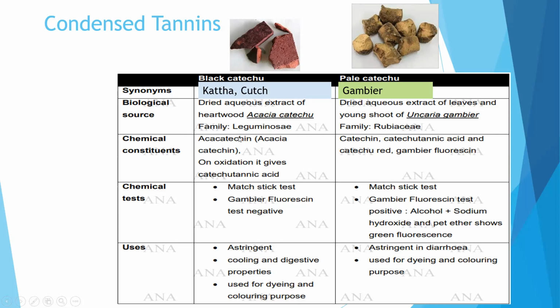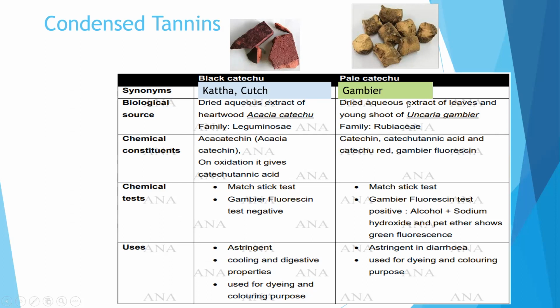Chemical constituent of black catechu: Acacia catechu, on oxidation, gives catechutannic acid. Chemical tests for black catechu are the matchstick test and the gambier fluorescence test, which is negative here. Uses: astringent, cooling and digestive. Used for dyeing and coloring purposes.